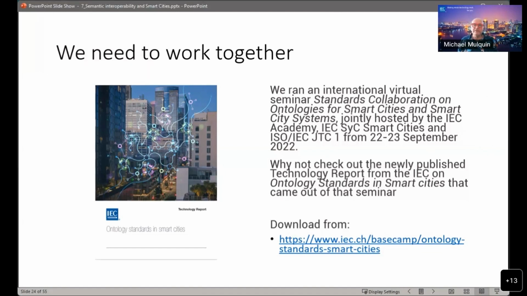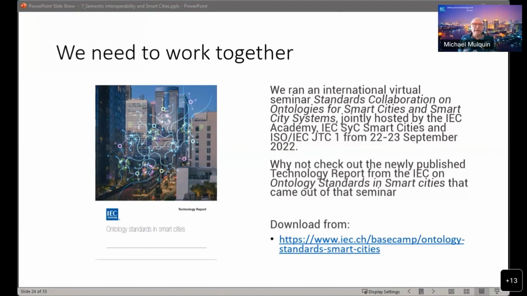And as I've mentioned, there is really rich content that you can get from this newly published technology report, which you can download, obviously for free, and get something of the richness of what we found out from bringing these groups of people together, like as we found out today in this workshop.